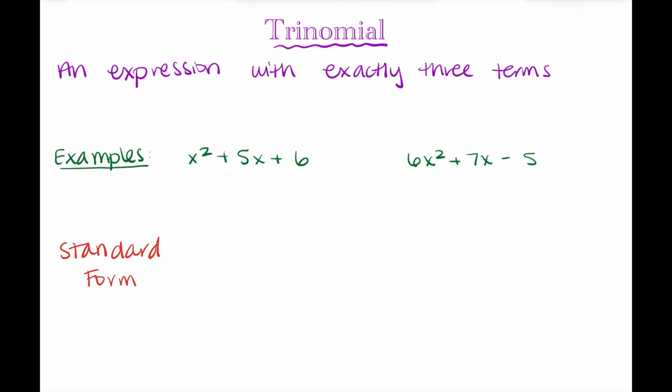Now, while we're on the topic of trinomials, I wanted to go over the standard form of a trinomial. This will come in handy when we begin factoring more. The standard form for a trinomial is ax squared plus bx plus c. So just keep this in your back pocket. We will explore it more later. But that is it for trinomials.